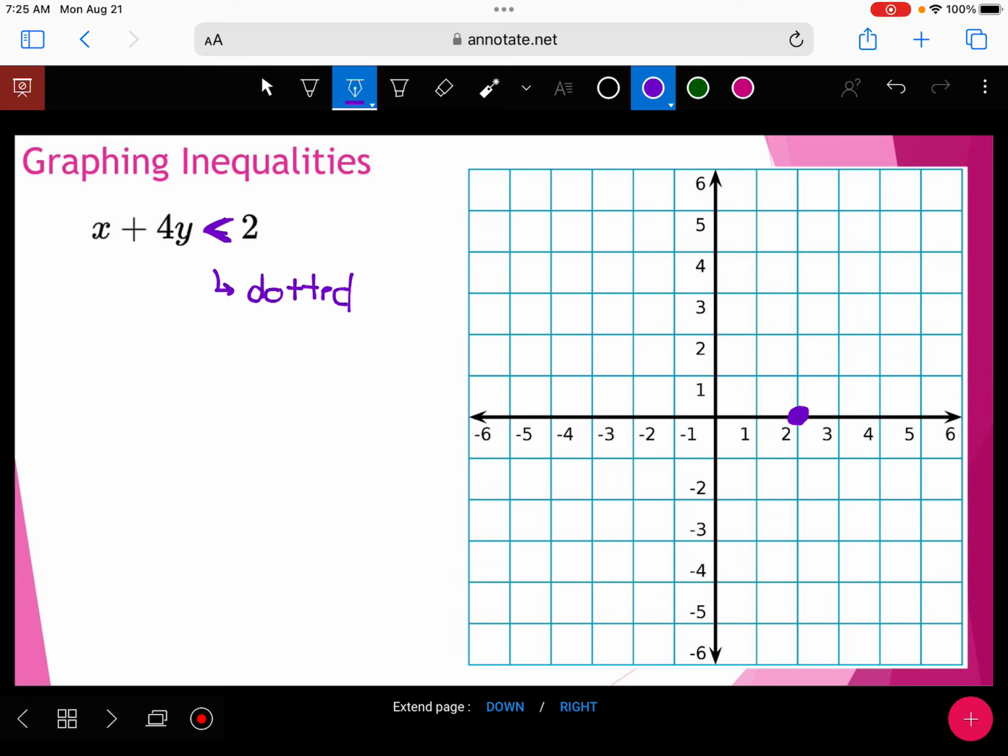We plot it just like it was the line x plus 4y equals 2. Then we get x equals 2 for our x-intercept. And to get our y-intercept, we do the same thing. Cover up the x, because my x is going to be 0. 4y equals 2.